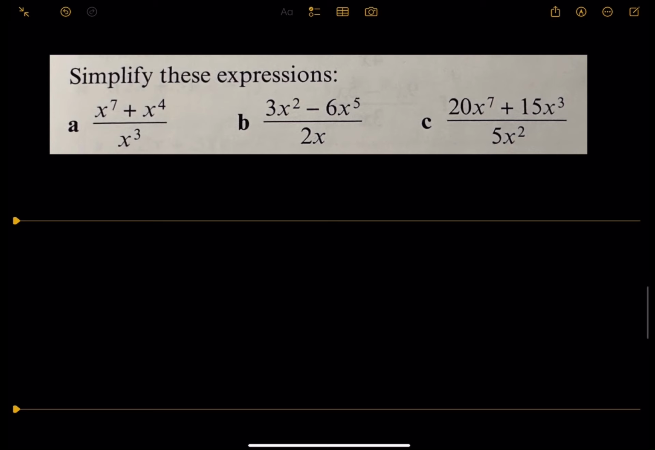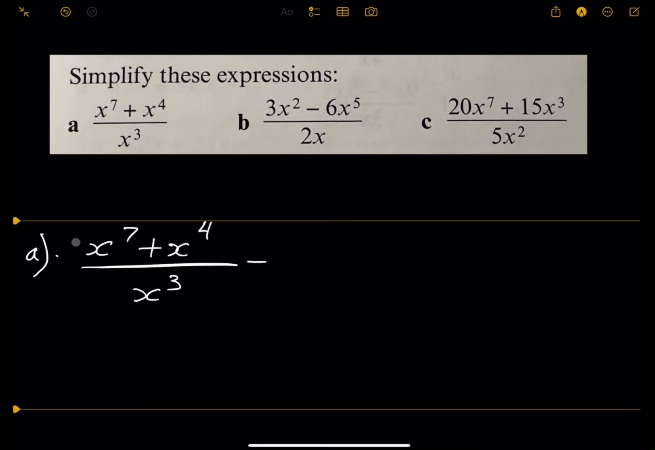Okay, so part A. We've got x raised to the power of 7 plus x raised to the power of 4, all divided by x cubed. So what does this mean? When we write this down, we're dividing all the terms in the numerator by x cubed.